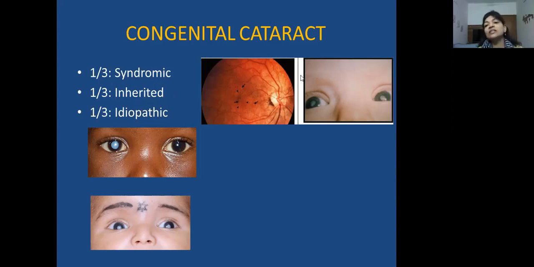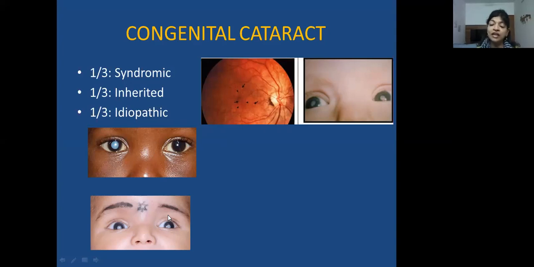Then it could be syndromic, like you see in this baby with a cataract, and the fundus shows typical pigmentary features. This is called the salt and pepper retinopathy, which you would see in congenital rubella. And in 1/3 of cases, it's just idiopathic. So it could be unilateral or bilateral.